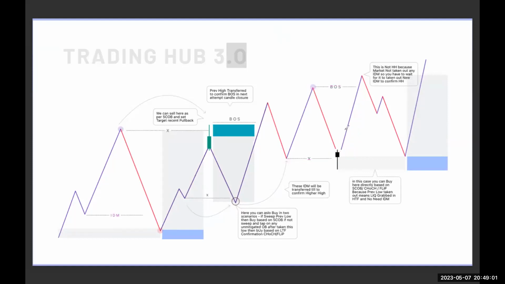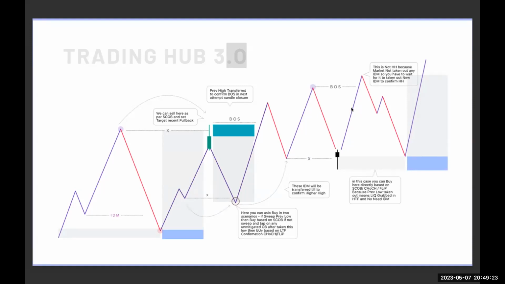When you are looking for buy and sell based on single candle order block, then you don't need to wait for inducement before the buy or sell in a lower time frame, which is already covered in part 15, 16, and 17. In the next attempt, what happened here? Market continues going higher high, takes the structure, pushes downside. And in this case, you can see this is a different story.